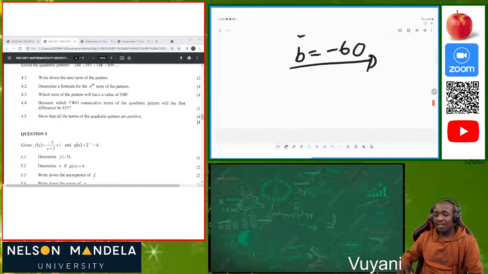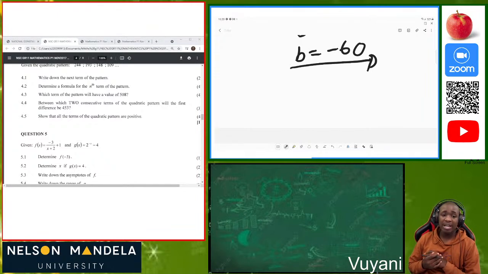You are not given these formulas in the exam. This one, that 3a plus b is equal to term 2 minus term 1. So please, you have to know it by head. Please make it a point that you know it by your head.